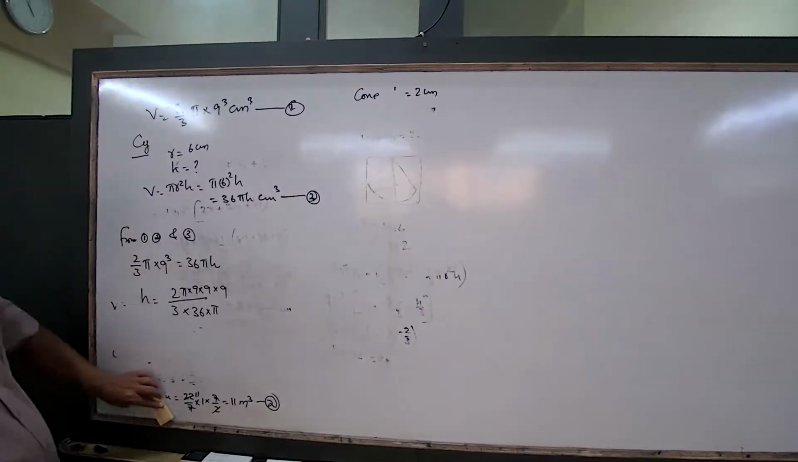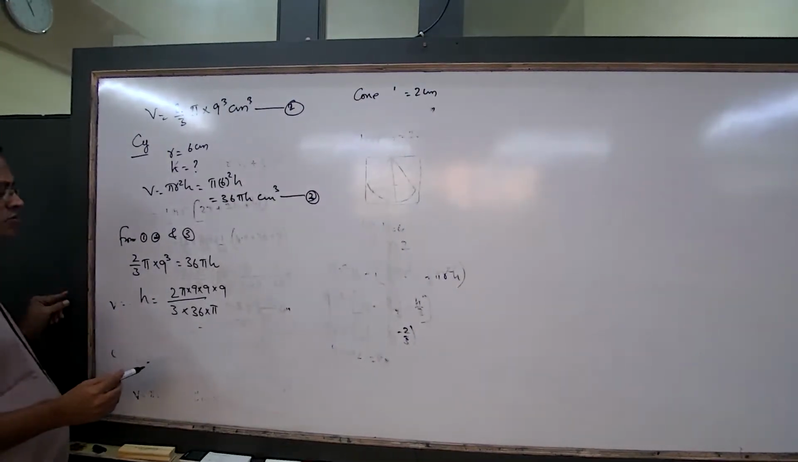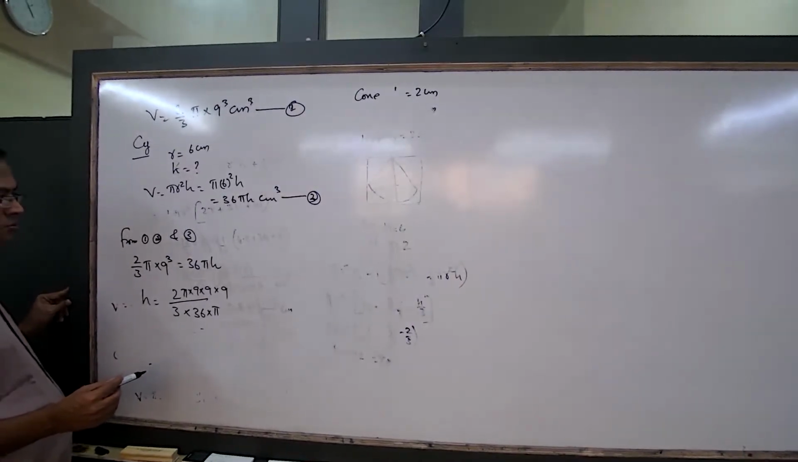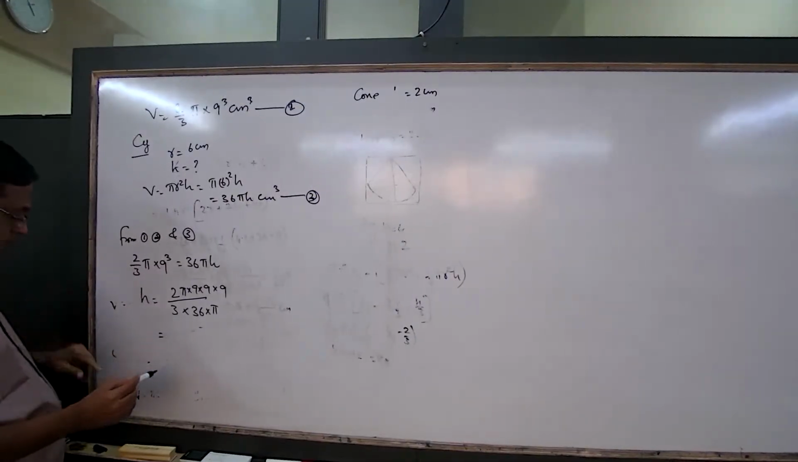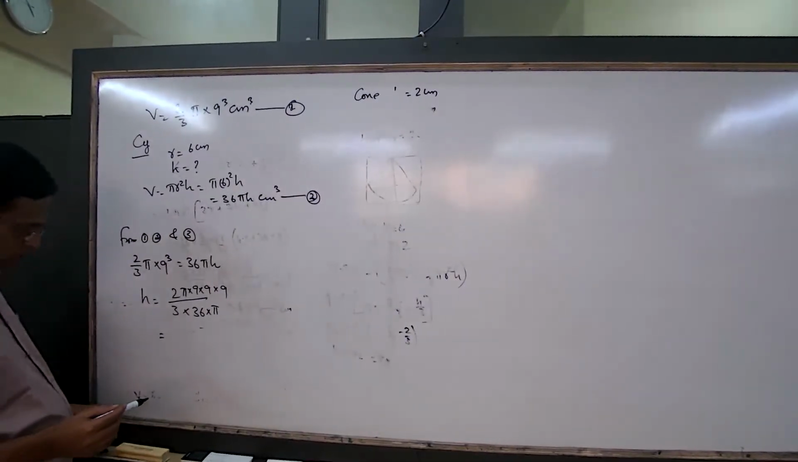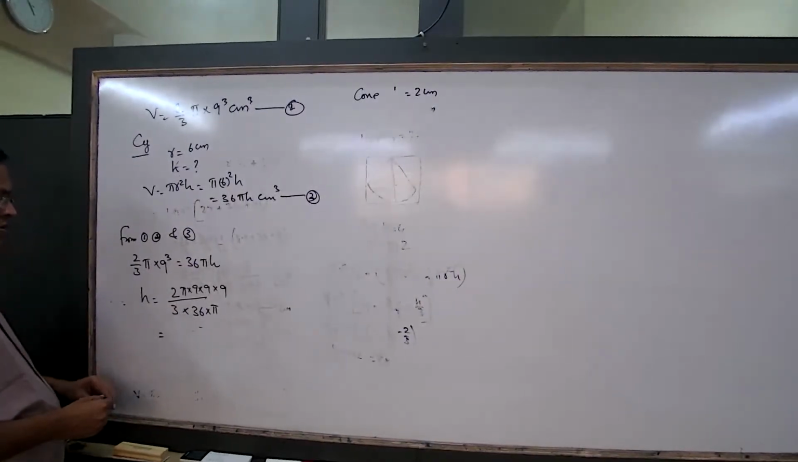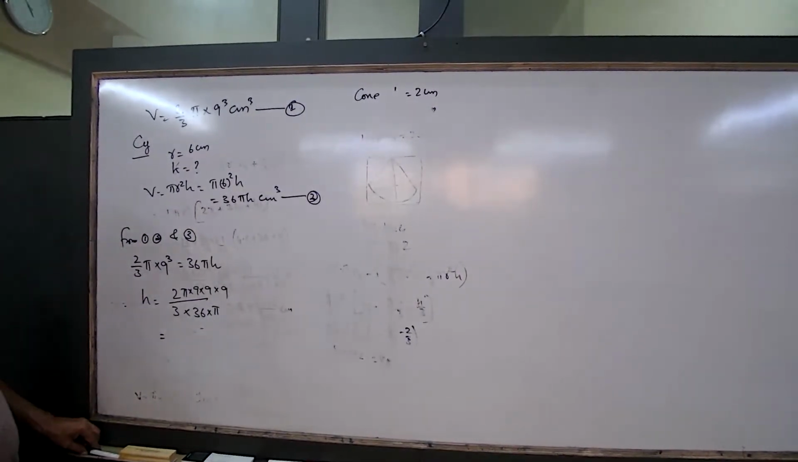Got the answer? Cancel and get the value. How much? Who got? Cancel, all of you cancel. Pi cancel. 36 cancel. 3 cancel. 2 cancel.